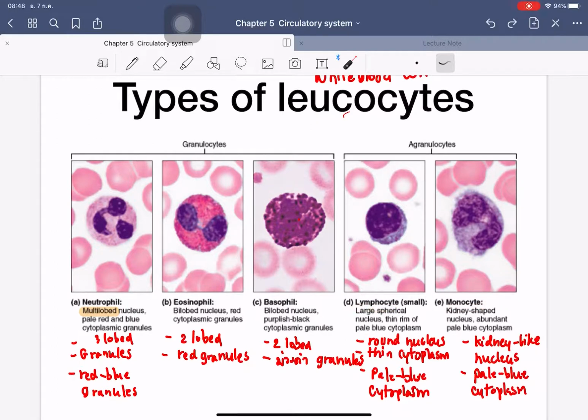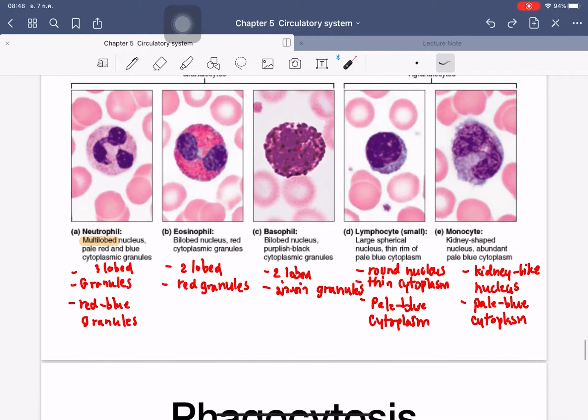They basically have a round-shaped nucleus, and they have a very thin layer of cytoplasm, which is pale blue. And the monocyte here will be kidney-like. The nucleus looks kidney-like, like this. And they have pale blue cytoplasm. So these are the characteristics of the 5 important white blood cells you're supposed to know.